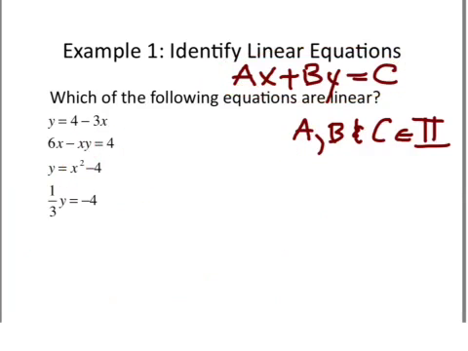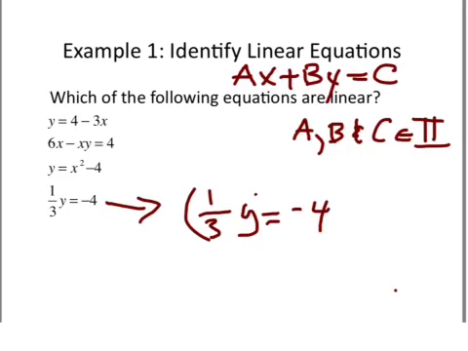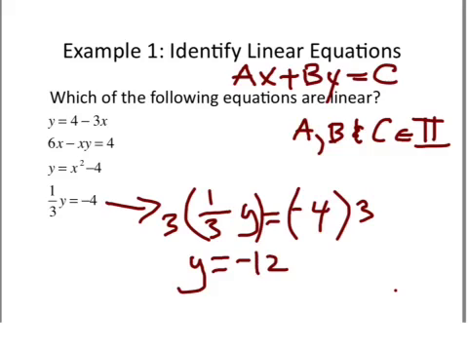Finally, I would like to take a look at this last equation here and see what we can make of it. So we've got 1 over 3y is equal to negative 4. In order to make the coefficient of y an integer, I'm going to multiply both sides by 3. Totally legal, totally logical, right? When I do that, I get y is equal to negative 12. Well, this is in as standard form as possible, and is this a linear equation? A lot of people would like to say no, but I assure you the answer is yes.